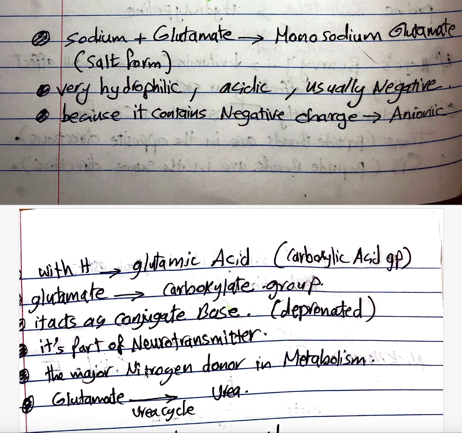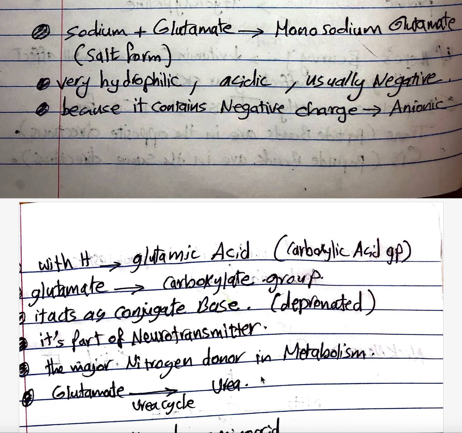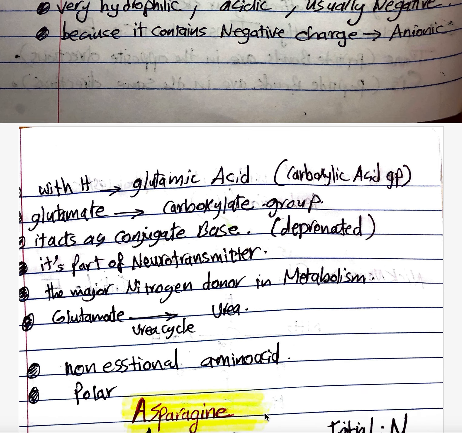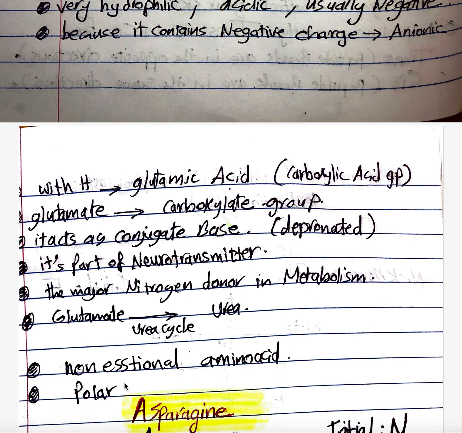It's a part of a neurotransmitter, the major nitrogen donor in metabolism. Glutamate with the urea cycle forms urea, and we will discuss the urea cycle later. It is a non-essential amino acid, which is important to mention because we said before that glutamine is an essential amino acid that we have to take from food, but glutamate, or glutamic acid, is a non-essential amino acid. That means the body forms it by itself, and the other thing is that it is polar.